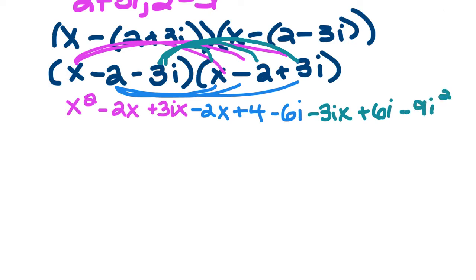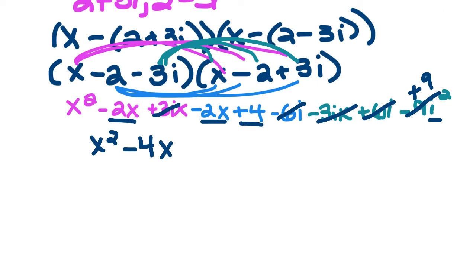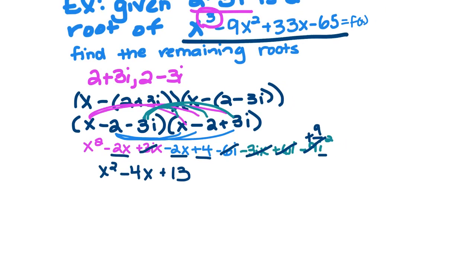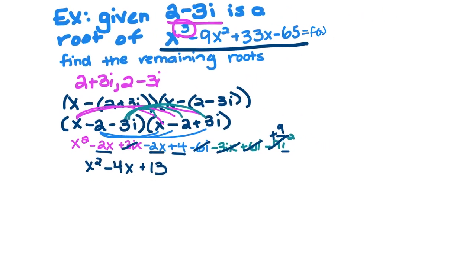Okay, so now I want to go through and make sure my i's cancel out, because if I've done it right, they should. I have a positive 3ix and a negative 3ix, and then a negative 6i and a positive 6i. So they do. And then the i squared becomes a negative 1. This negative 9 becomes a positive 9. And then combine your like terms. So I've got x squared. I've got 2 minus 2x's, which means negative 4x. And I've got a positive 4 and a positive 9, which means positive 13. So that is a factor of my initial function, which means I can now put that on the outside.